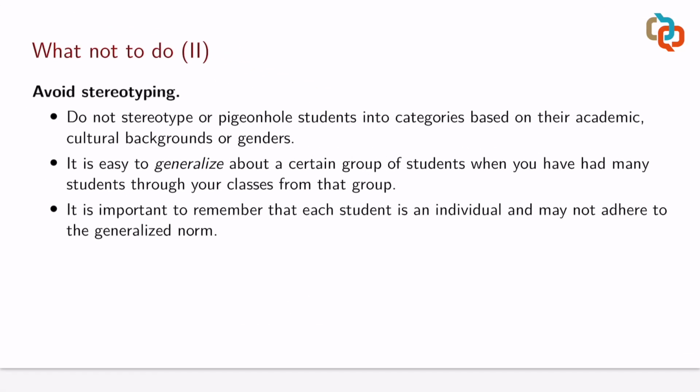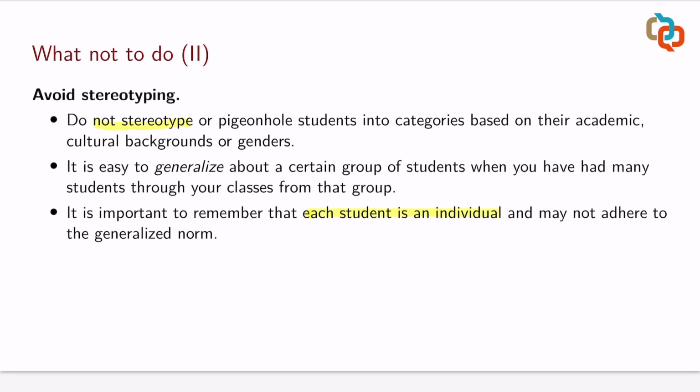What not to do? Part 2. Avoid stereotyping. Do not stereotype students into categories based on their academic or cultural backgrounds, or genders. I understand it's very easy to generalize about certain groups of students when you have had so many of them in the past. However, it's very important to remember that each student is an individual, and they should be treated as such. To avoid stereotyping, we have some tips for you.